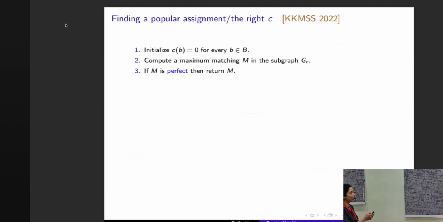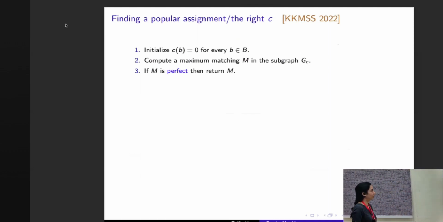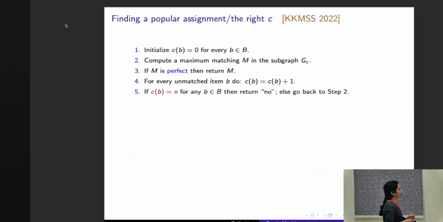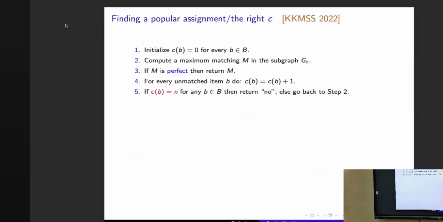So let us start with every item getting colored 0. The subgraph GC in this case is easy to define. Every agent just keeps edges to its most preferred object because everybody is in the bottommost color. If there is a perfect matching, it means every agent is getting a top choice item. Well and good, just return the matching. Well, if there is no perfect matching, then for every unmatched item, increase its color.